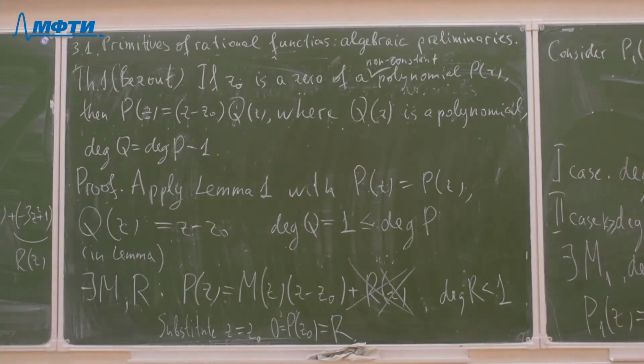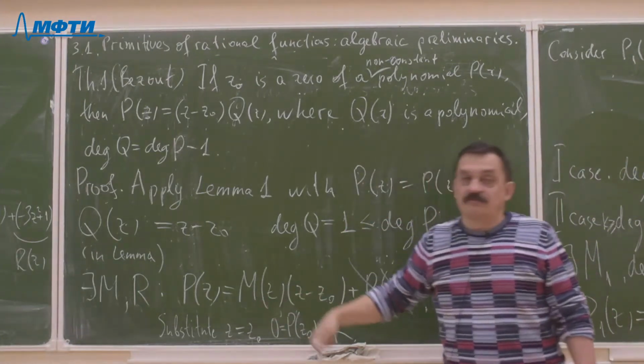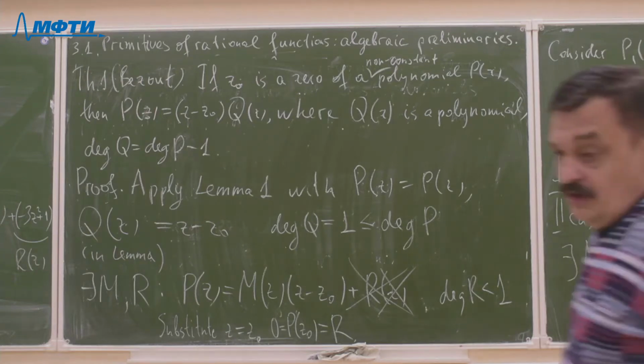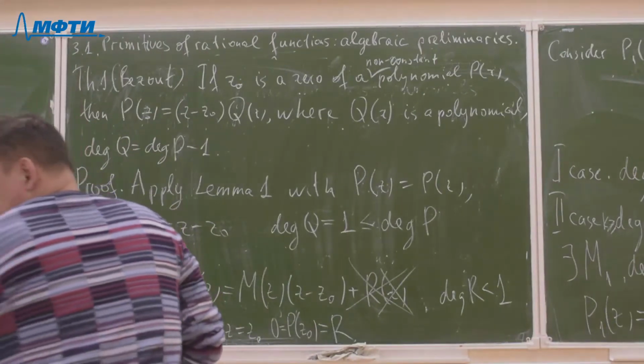Okay, now as Q of Z in the theorem, we should take M of Z from the lemma, right? That is, the proof is over, right? Okay, now one more lemma.